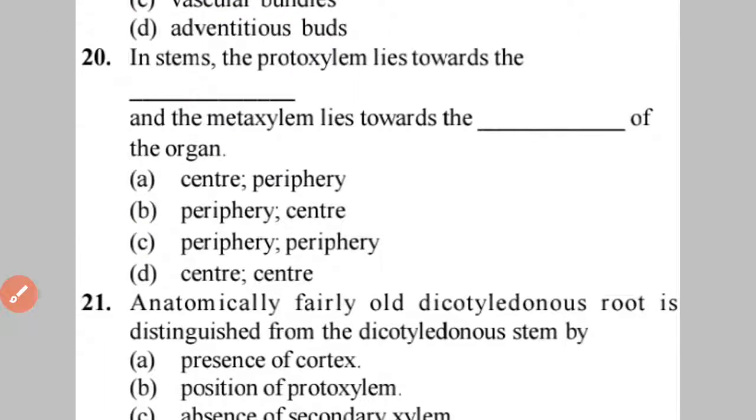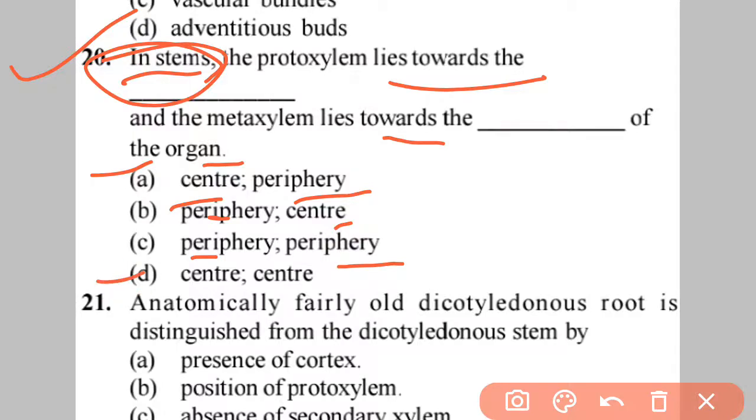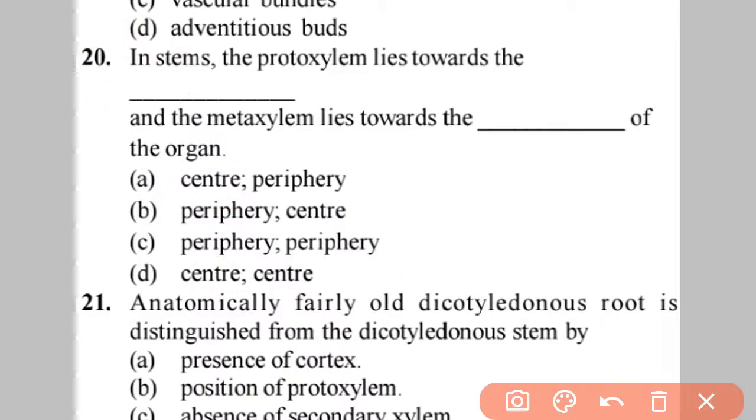Let's move on. Question number 20. So question number 20 is, in a stem, the protoxylem lies towards the, which one? And the metaxylem lies towards the dash of the organ. So in stems, we have to find here about stems. Okay, so which one? Center or periphery, periphery or center, periphery, periphery, and the last one is center or center. Which one is correct? So here option A is correct. You can see in stem the protoxylem lies towards the center and metaxylem lies towards the periphery of the organ. Okay, so option A is correct here.